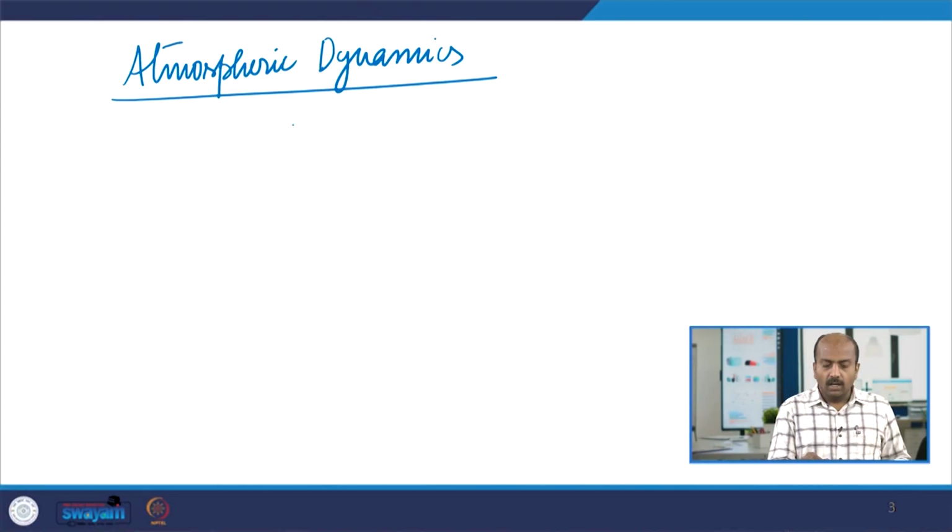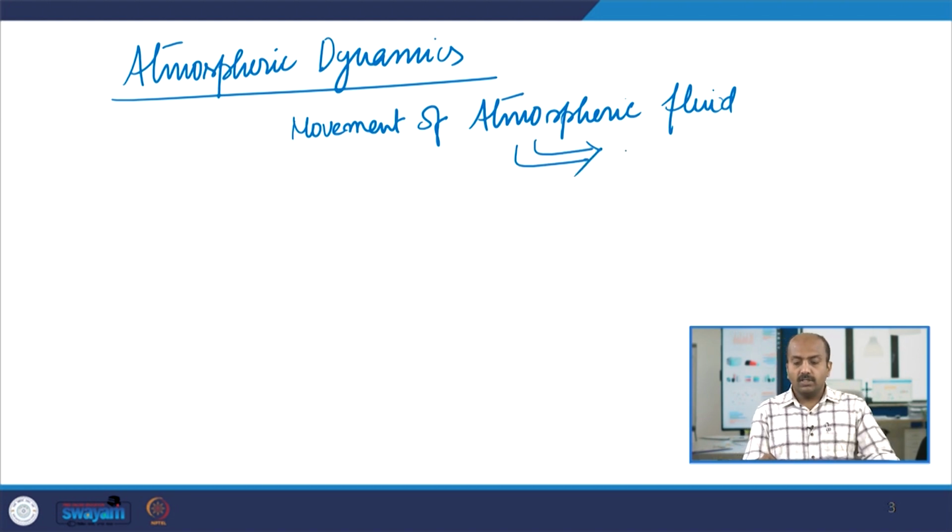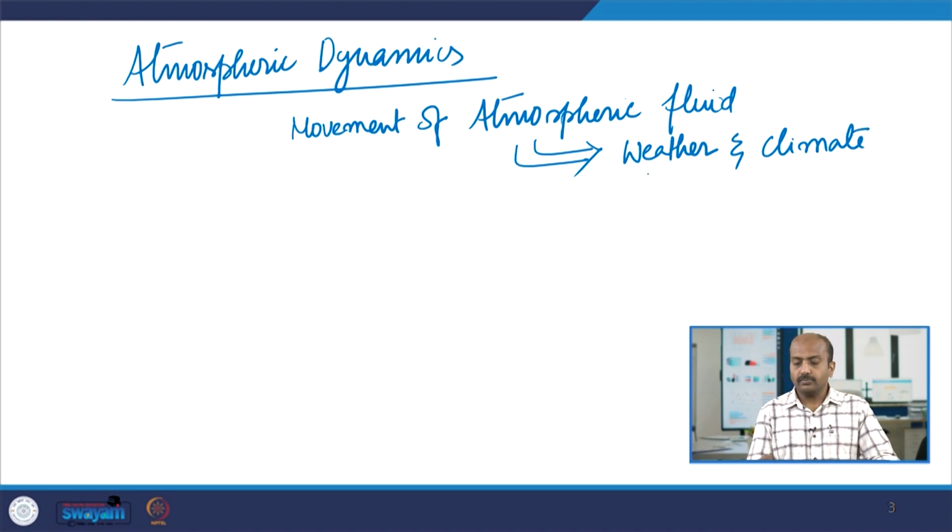So, basically we have to understand the movement of atmospheric fluid. So, why does it move? A direct consequence of this movement is that we see all the weather and climate, short scale or long scale. The direct consequence of this movement is that you see weather and climate.